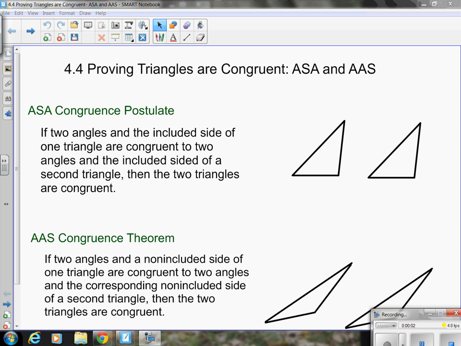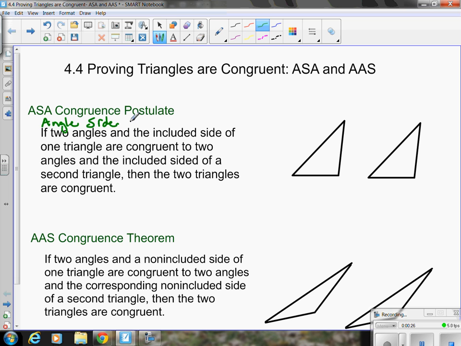All right, welcome to 4.4, proving triangles are congruent using the angle side angle postulate and angle angle side theorem. First off, we're going to go through what this postulate and theorem say. Similar to yesterday, this time this represents angle side angle. So ASA for short, and just like side angle side, there's an included side.